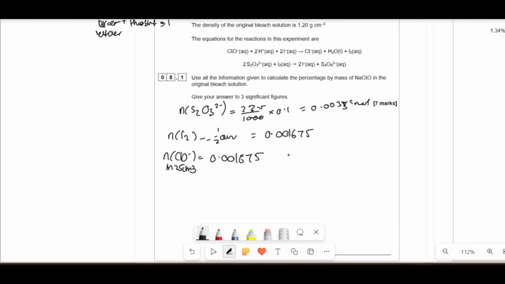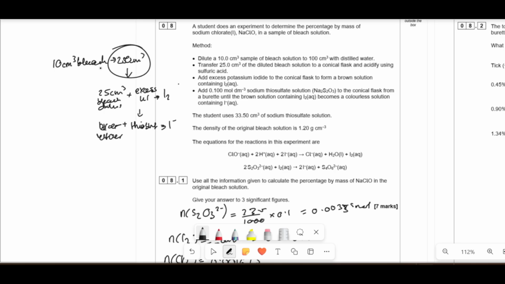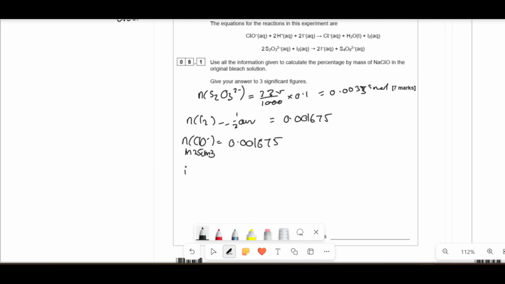So then we've got that. We know that all of this ClO- must have come from that 100 centimeters cubed sample. I don't know why I wrote 250. Sorry. So that means in 100 centimeters cubed, there's going to be 4 times as much of that. So it's going to be that times 4, which is 0.00670. So this is the amount of ClO- in the original thing.